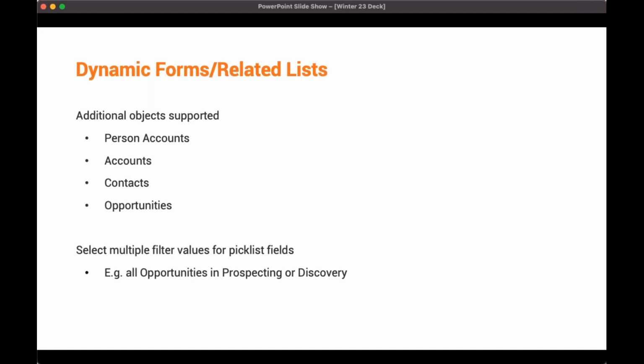And also dynamic related lists, you can now apply filters to those on multiple values from a single pick list. Previously, if you wanted to show opportunities in prospecting or discovery state, you had to have 2 different dynamic related lists, one for prospecting, one for discovery. Now you can filter on that and say, if it's in prospecting or discovery, I want to show it in this single list. So that might get you some lists back if you've been using that mechanism.